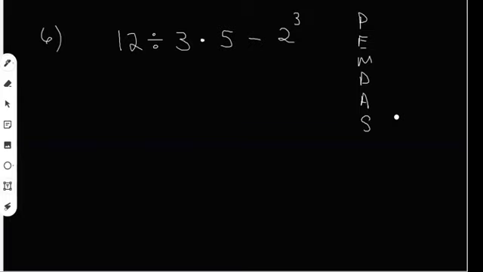All right, let's try 6. 6 is going to be 12 divided by 3 times 5 minus 2 cubed. So we're going to try this one next.